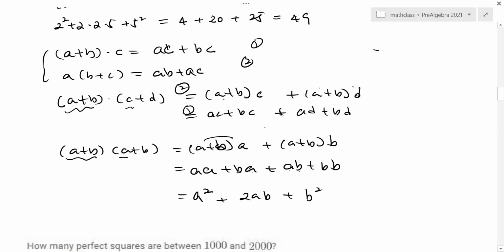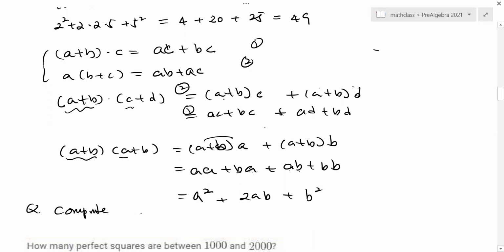Okay, this is a very useful formula. We are going to use it over and over again. Now let's take a look at the example.